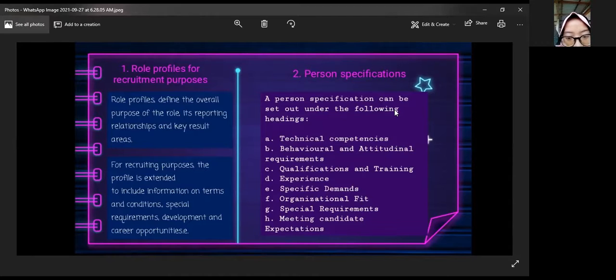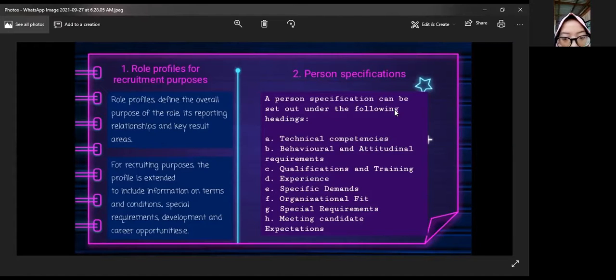And next, the person specifications. A person specification defines the education, training, qualifications, and experience. The technical competence as set out in the role profile may also be included.